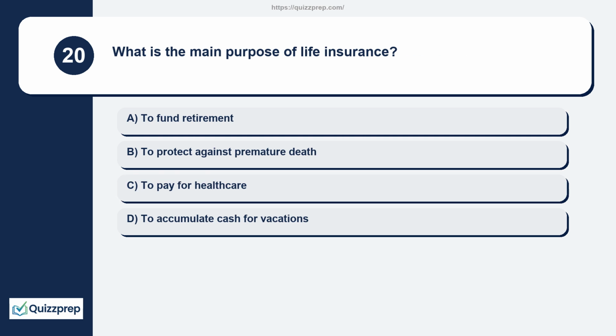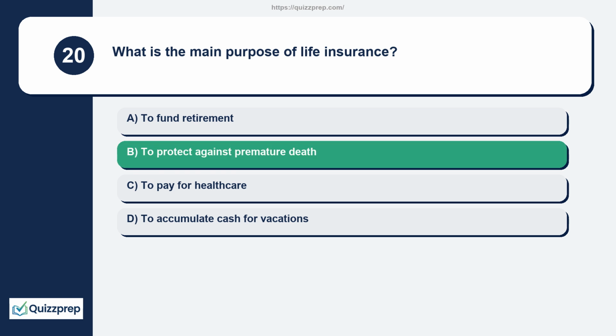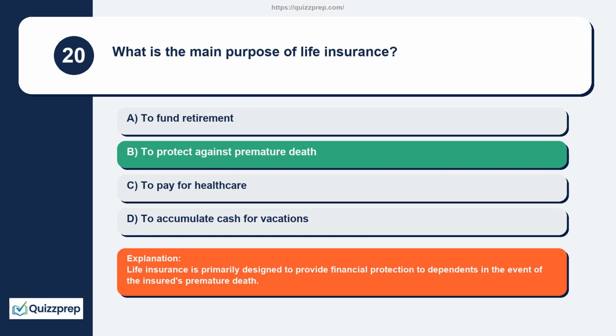Question 20. What is the main purpose of life insurance? To fund retirement, to protect against premature death, to pay for healthcare, to accumulate cash for vacations. Life insurance is primarily designed to provide financial protection to dependents in the event of the insured's premature death.